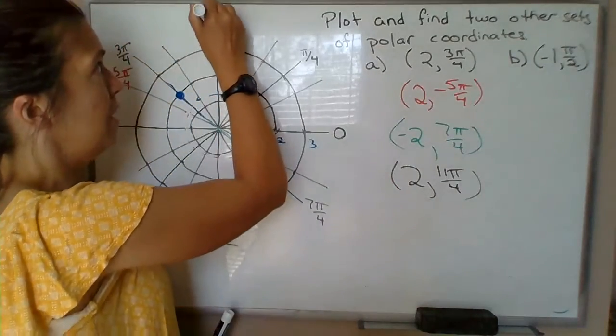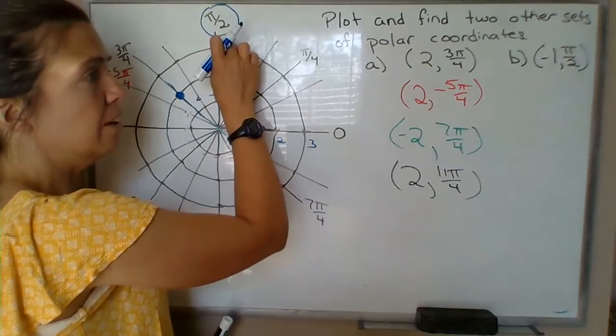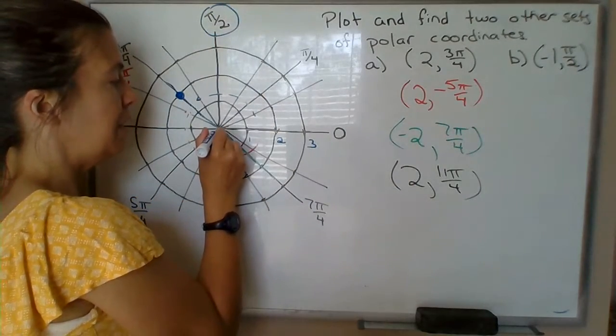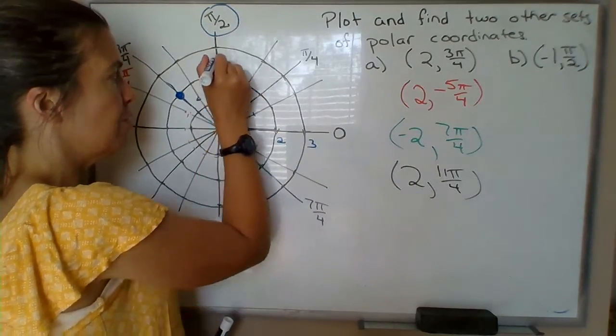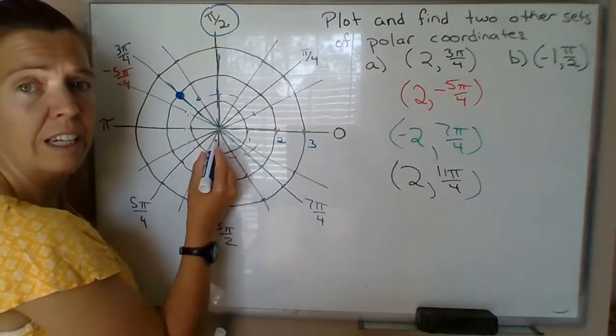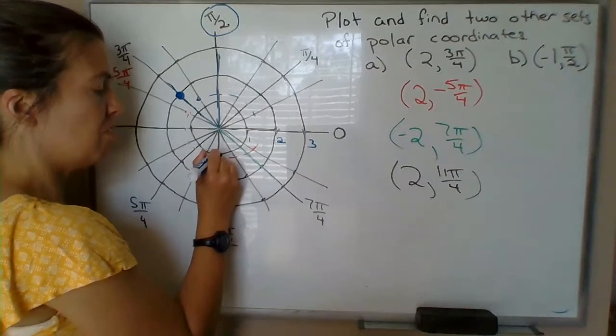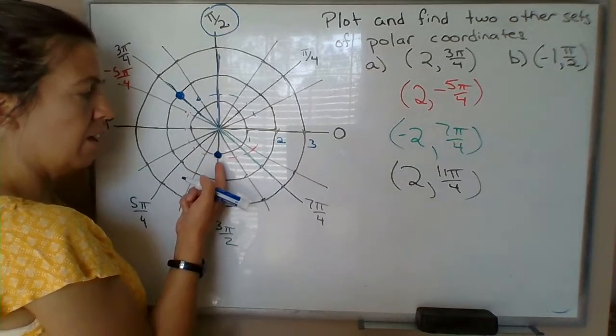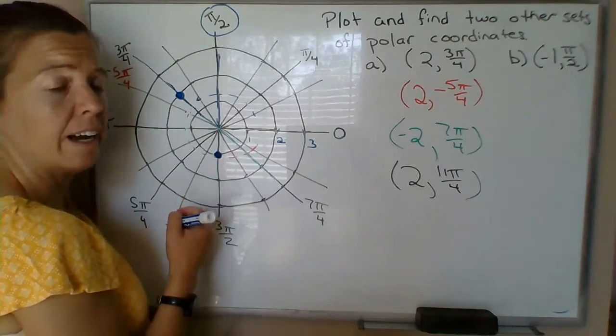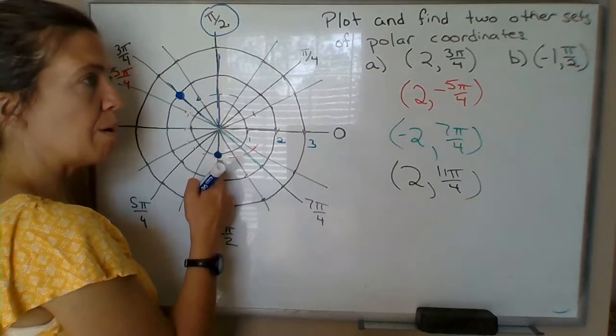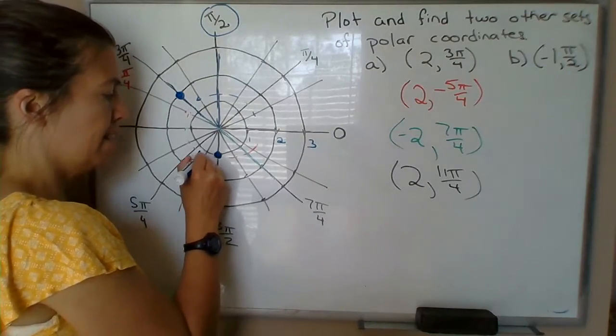So pi over 2 radians, that corresponds to this ray right here. Negative 1, so again, that means you go in the opposite direction. So if this is the negative pi over 2 radian right here, we go in the opposite direction, that's going to move you to this position right here, along the negative y-axis. So there is that point. This is the point for B.